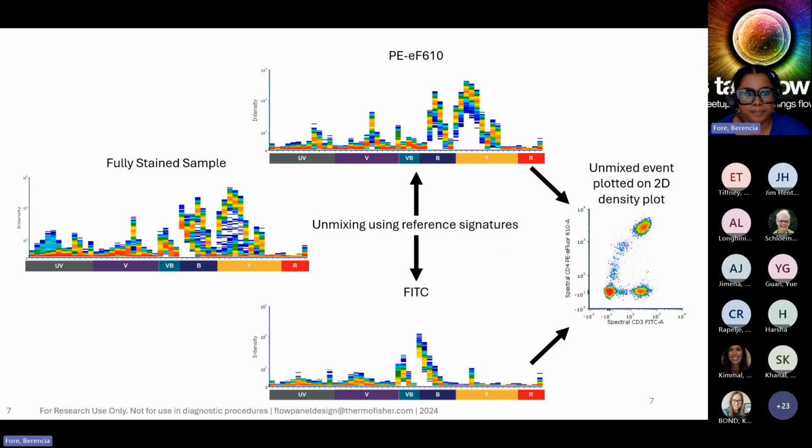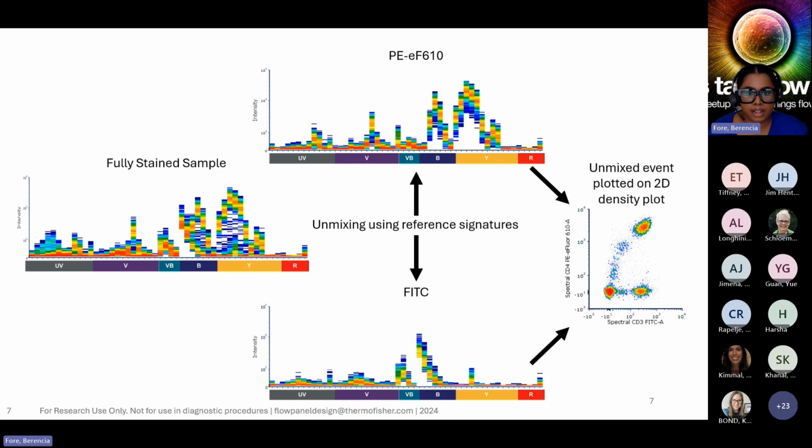So to reiterate the importance of the reference signature in the process of unmixing, remember that the fully stained sample includes a combination of fluorophores, and it's the job of the algorithm to use these reference signatures as a guide to determine the contribution of that fluorescence in the fully stained sample. This process eventually gets you to your unmixed events on the 2D density plot. So the algorithm is using reference signatures provided through your single color controls.